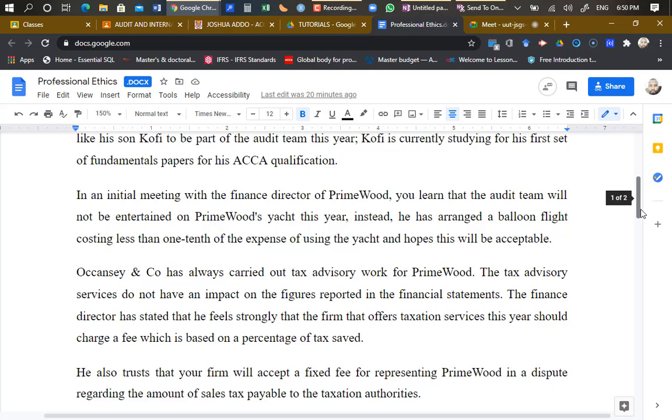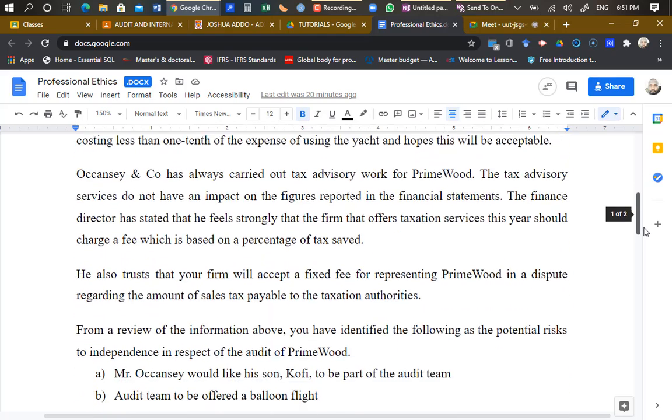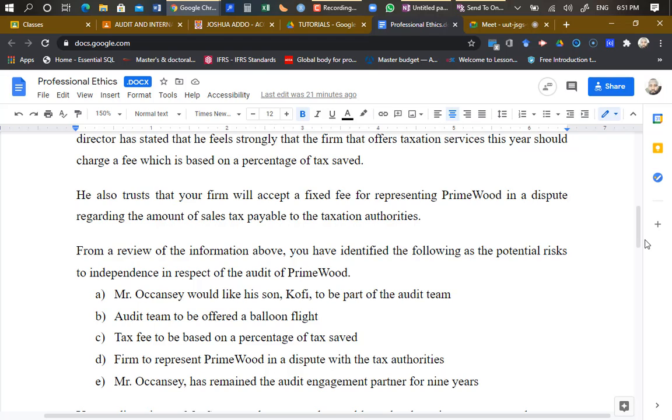The finance director has stated that he feels strongly that the firm that offers taxation services this year should charge a fee which is based on a percentage of tax saved. He also trusts that your firm will accept a fixed fee for representing Primewood in a dispute regarding the amount of sales tax payable to the taxation authorities. From a review of the information above, you have identified the following as the potential risks to independence in respect of the audit of Primewood.